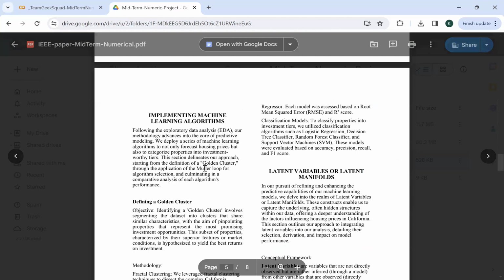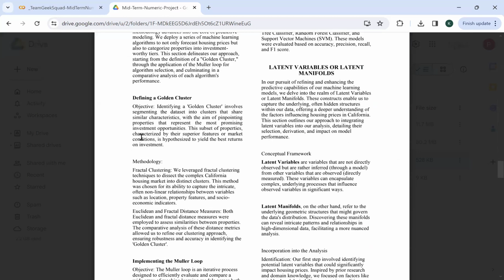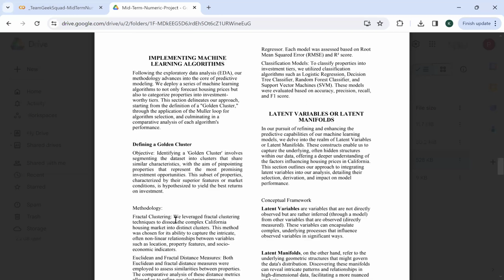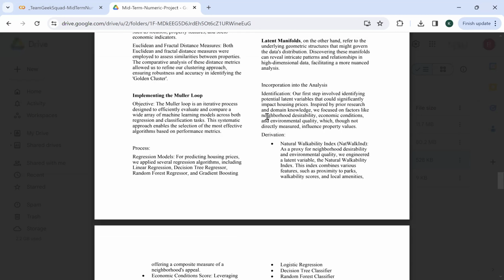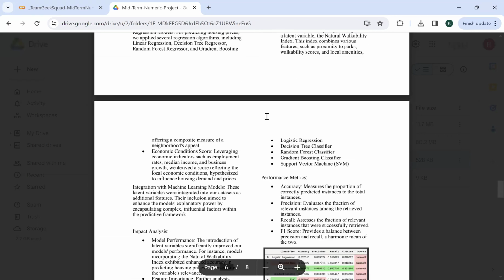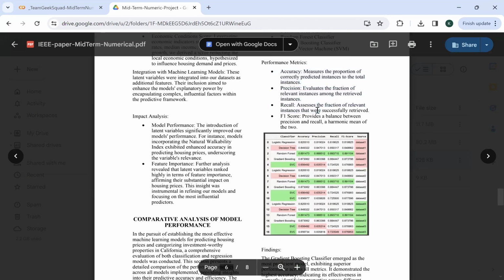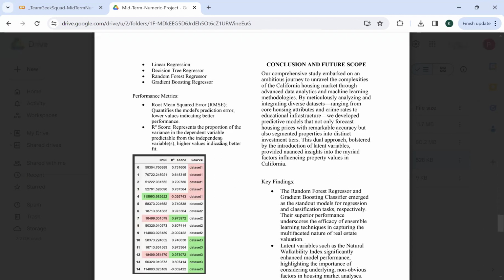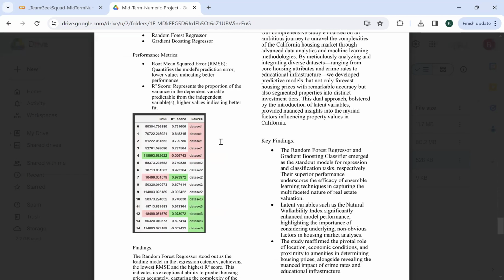And we have implemented the algorithms and found the golden cluster with the help of the fractal clustering with the fractal distance, and mentioned the Mahler loop, the latent variables, what those variables are and what's the use of adding them into our data set. And finally, the performance metrics of all the classifiers and of all the regressors are mentioned. And we have also mentioned the future scope.